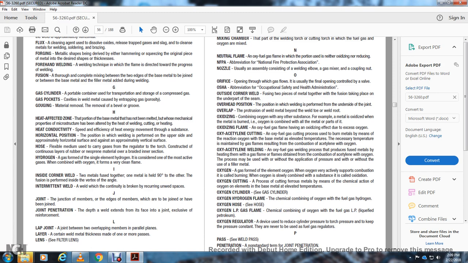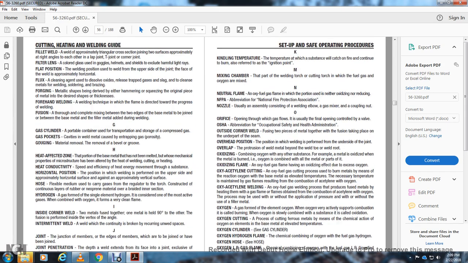Intermittent weld: a weld in which the continuity is broken, requiring unwelded spaces. Joint: the junction of members or the edges of members which are to be joined or have been joined. Joint penetration: the depth of the weld extending from the face of the joint, with exclusion of the reinforcement. Lap joint: a joint between overlapping members in parallel planes. Layer: a certain welded metal thickness made with one or more passes. Lens: see filter lens. Kindling temperature: the temperature at which a substance will catch fire and continue to burn, also known as the ignition point.